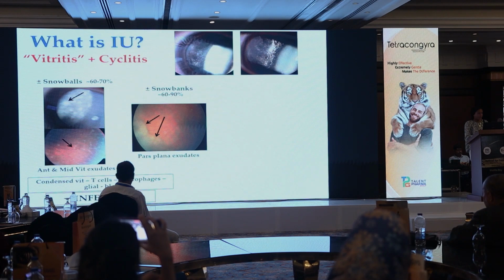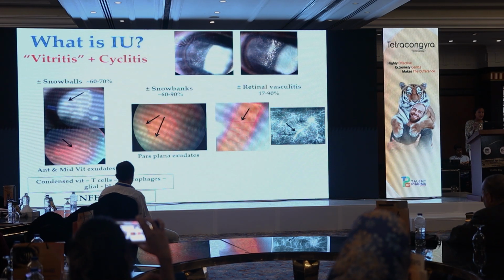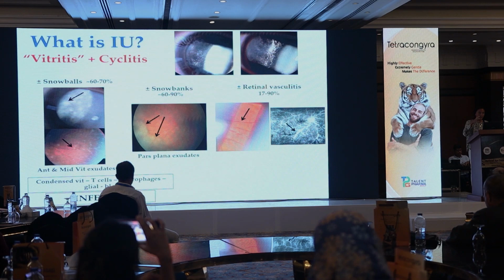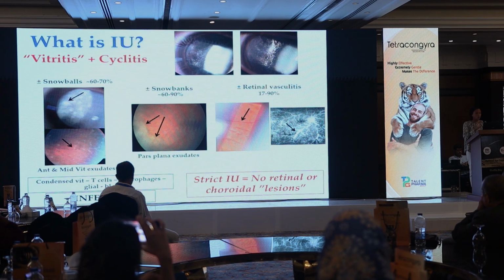Always look inferiorly in order to see these things, and in some cases they are present with cases of retinal vasculitis, which can be seen clinically as sheathing, and they can appear in the fluorescein. They're usually peripheral and more inferior, but they can extend to the posterior pole, indicating that it's a more severe disease. So strict intermediate uveitis, we do not have retinal or choroidal nodules or lesions.